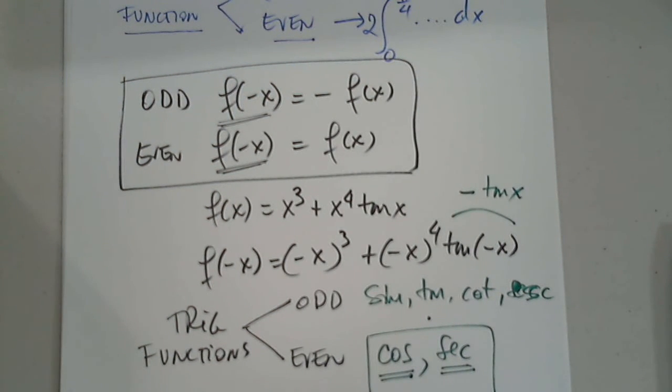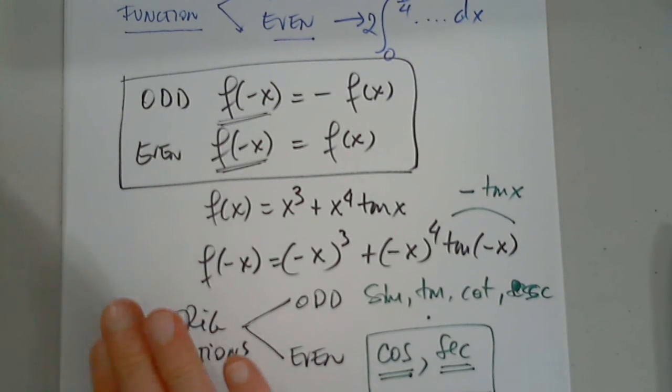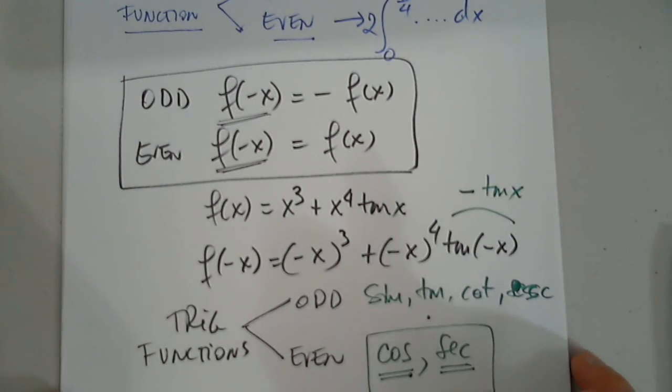So real fast, those are the odd ones, the ones that don't go through the origin, right? The odd ones are the ones that are symmetric with respect to the origin. The even ones are symmetric with respect to the y-axis. Okay, yeah, that's what I was picturing in my head, thanks.